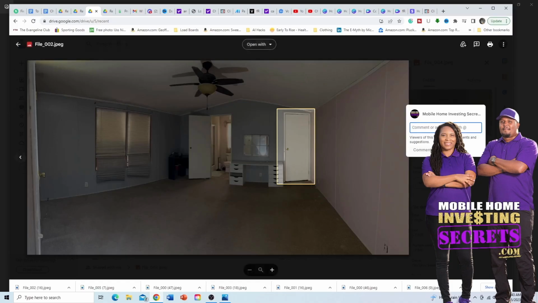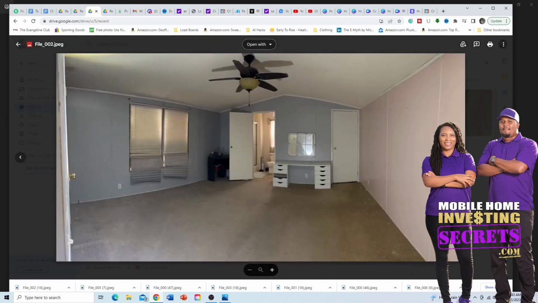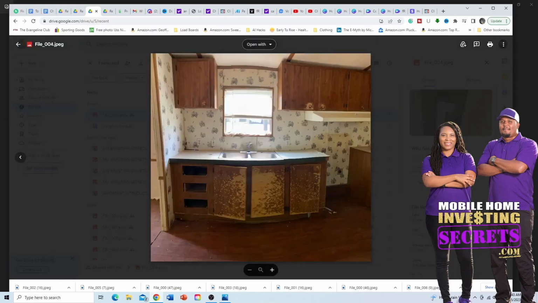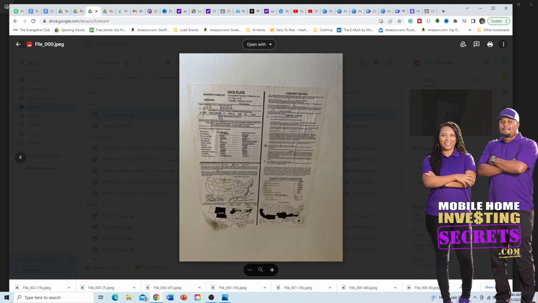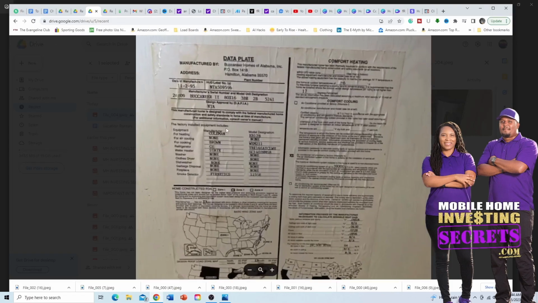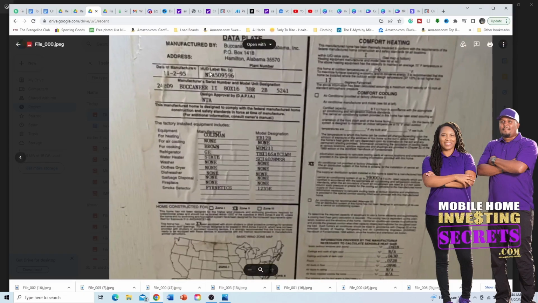Let's see other places where you can find the data plate with the information. Again, in the kitchen, right here in this cabinet. This is normally where it's located. If it's not here, just look behind these other cabinets and you should find it. Again, this is another data plate. And guys, what you're looking for is this HUD number. That's important. You want this HUD label number to match.